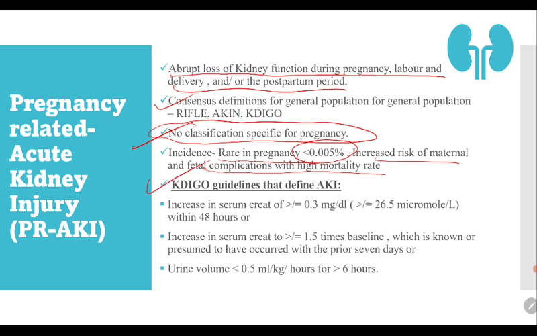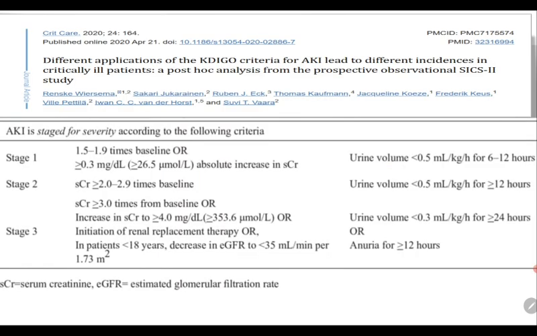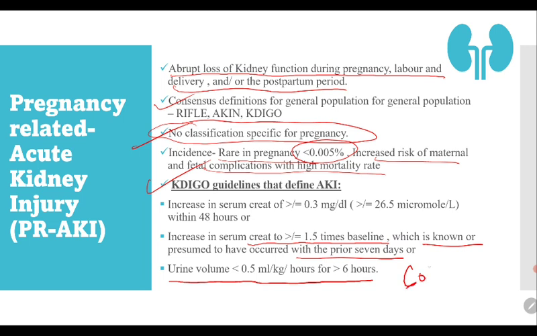We have the KDIGO guideline that defines AKI: increased serum creatinine of more than or equal to 0.3 mg per deciliter within 48 hours, or increased serum creatinine of more than or equal to 1.5 times baseline, which is known or presumed to have occurred within the prior 7 days, or urine volume dropping to less than 0.5 ml per kg per hour for 6 hours. Suppose it's a 60 kg body weight patient, 60 into 0.5, that is 30 ml per hour, 180 ml over 6 hours, it causes acute kidney injury. Okay.